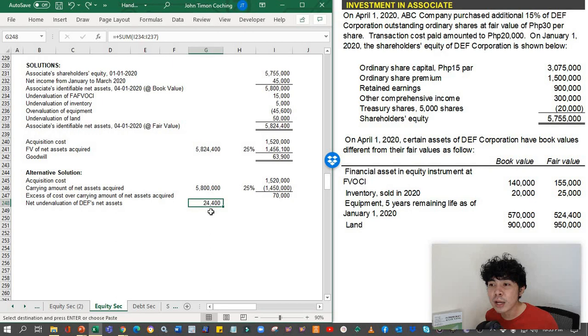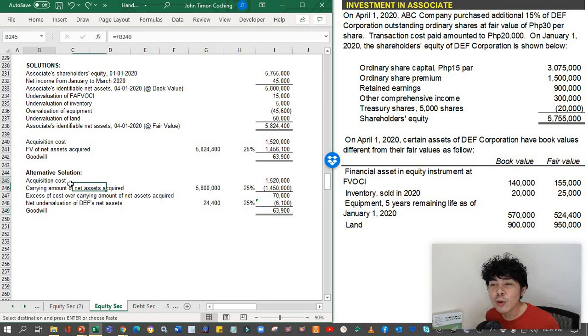Siyempre, itong 24,400, ito ay 100%. So, ang kukunin lang natin dyan is yung share natin, which is 25%. So, magkano ang 25% ng 24,400? So, that is 6,100 pesos. So, again, ang composition ng excess of cost over carrying amount of net assets acquired ay dalawa. Yung net under valuation or overvaluation at saka either goodwill or negative goodwill. So out of 70,000, ito ang net undervaluation, 6,100. Kaya ang excess ay the goodwill, which is 63,900. At ito din yung same goodwill we have computed in our first computation.